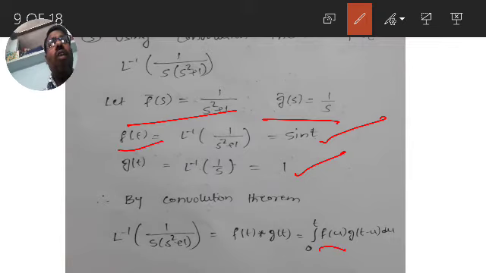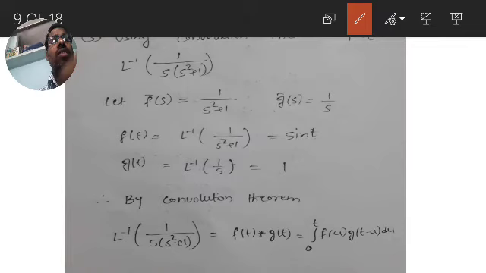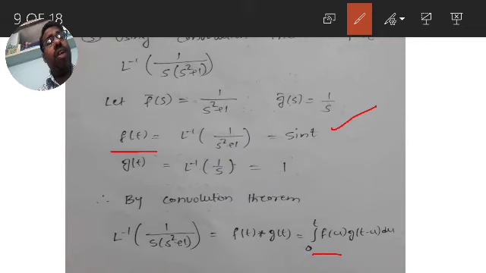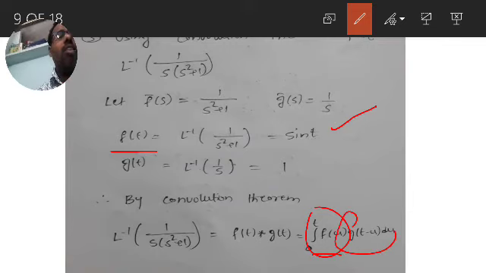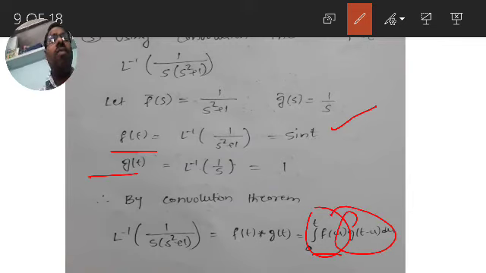Now write f of u. What do you have? f of t is sin t. At the place of t you have to write u. So f of u becomes sin u. Now you have to write g of t minus u. What is g of t? 1. At the place of t, if you have k, g of k is 1, g of s is 1, g of 10 is 1, g of 100 is 1.